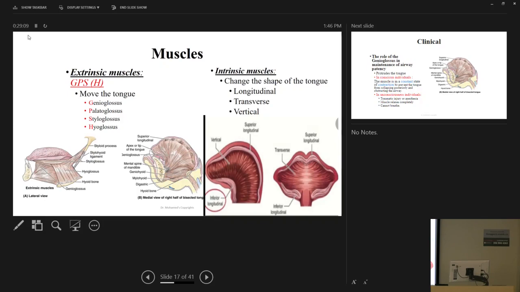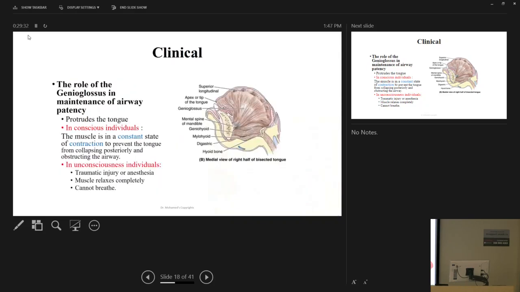So to conclude, we have 2 types of muscles: extrinsic muscles and intrinsic muscles. Extrinsic muscles are the GPSH: genioglossus, palatoglossus, styloglossus, hyoglossus. All of them are innervated by the hypoglossal nerve, except palatoglossus, which is innervated by the pharyngeal branches of the vagus nerve, right? Intrinsic muscles: longitudinal, transverse, and vertical.